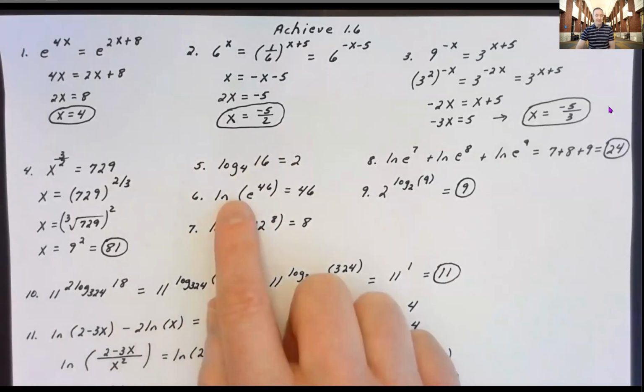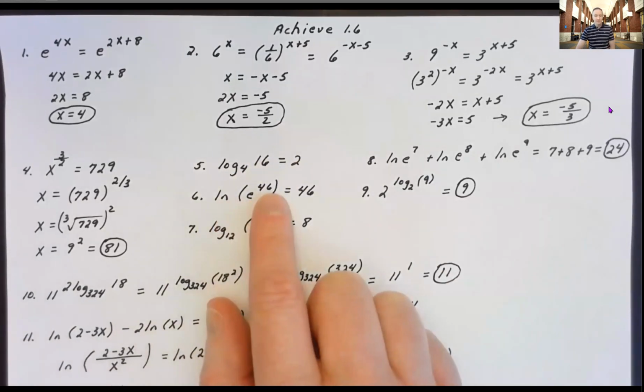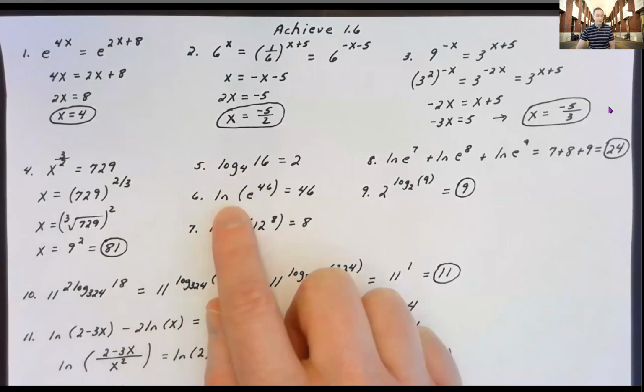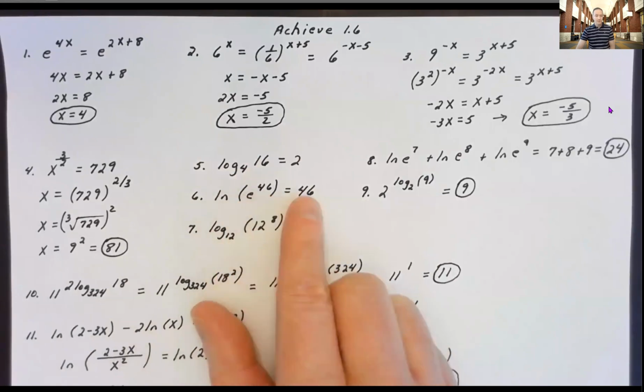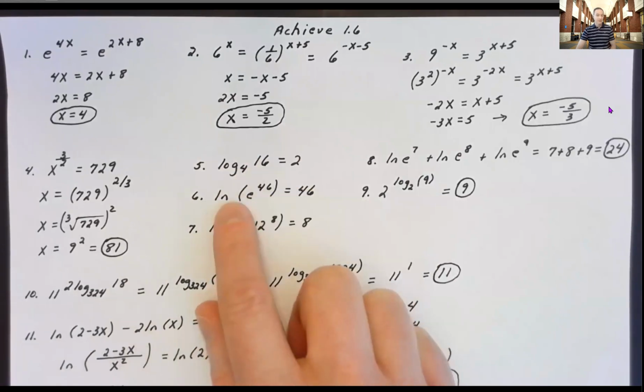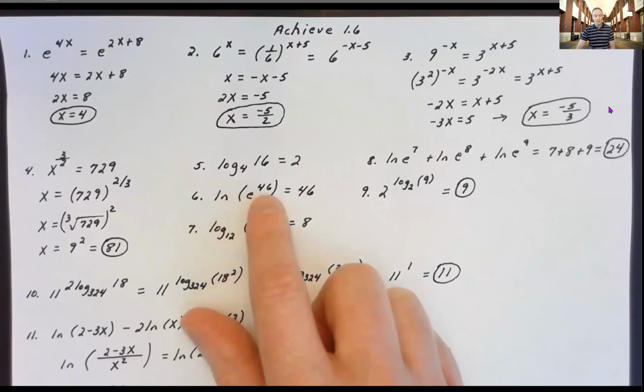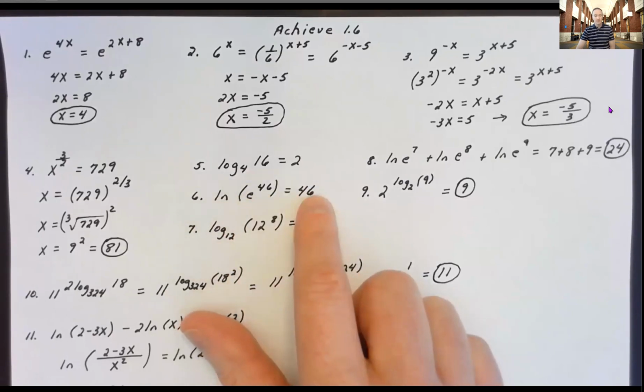The next one is the natural log of e to the 46th. And you know natural log is the log base e. So log base e of exponential base e cancel out, and you're just left with the 46. Or this is literally asking you, what power do I need to raise e to get e to the 46th? And your answer is 46 that way.